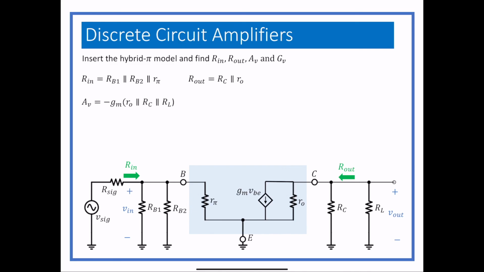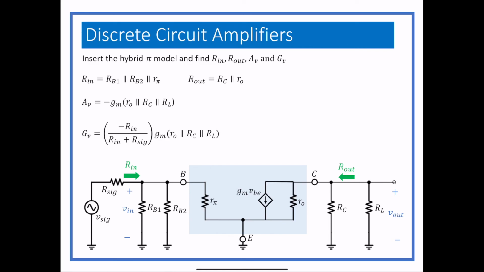The gain equation is just minus gm times ro in parallel with RC in parallel with RL. And then the overall gain is pretty much the same. The negative sign moved from in front of gm over to in front of Rin. It doesn't mean that that's a negative resistance; I just moved it. So the format of figuring out the gain is the same. It's just that Rin mostly includes those base resistors as part of the actual circuit.